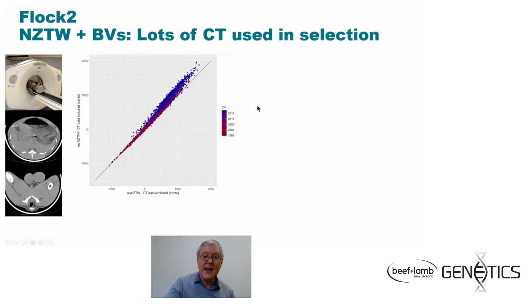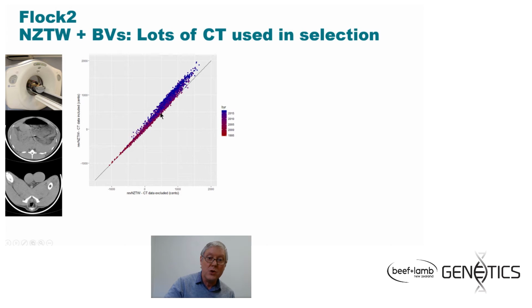If we just overlay our colours, this is exactly the same graph, but we've just got our age structure on here. If you have a look at our red animals, they are all sitting on that line. So the early animals were sitting right on that 45-degree line when there was very little CT data. But as we've selected, our newer animals have moved up.